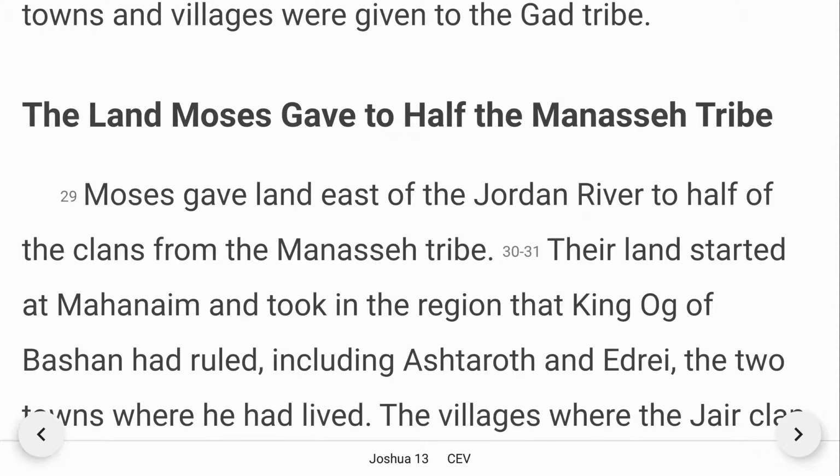The land Moses gave to half of the Manasseh tribe. Moses gave land east of the Jordan River to half of the clans from the Manasseh tribe. Their land started at Mahanaim and took in the territory that King Og of Bashan had ruled, including Ashtaroth and Edrei.